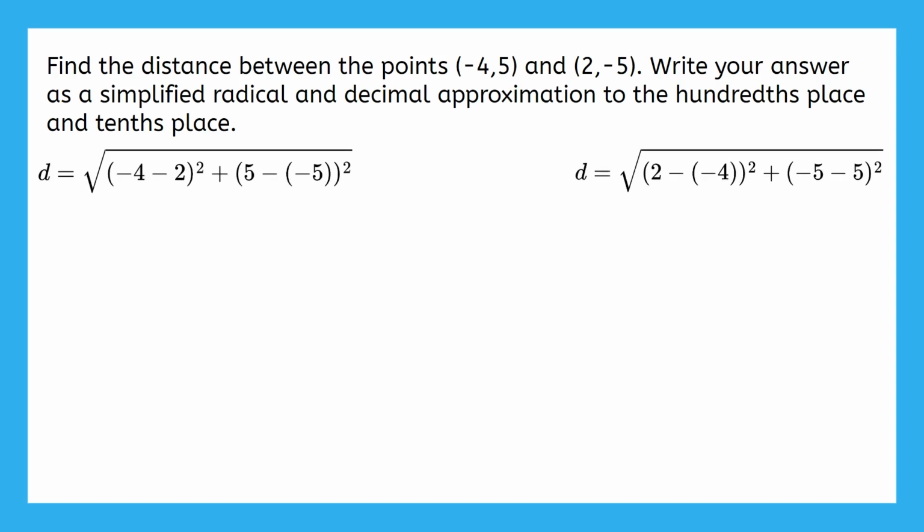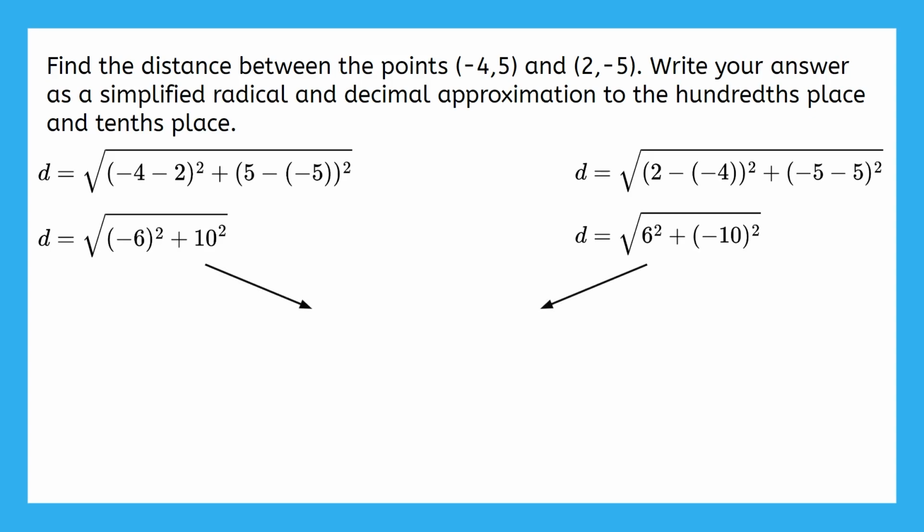Were you able to substitute the numbers in correctly to match one of these? If not, make sure you labeled your points either like this, with x2, y2 first and x1, y1 second, or the other way around, like this, with x1, y1, and then x2, y2. Pause the video now if you need time to check your work and make any changes. Both of these can be simplified using addition or subtraction. And once we square the terms in the parentheses, they both end up here.